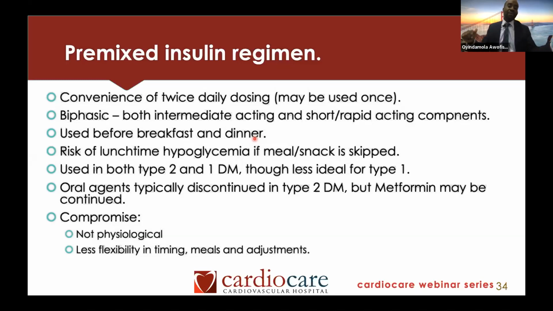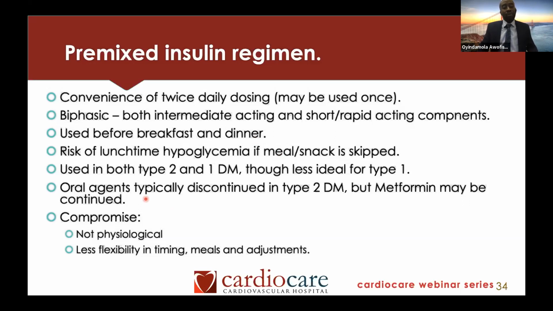And it's not like that for a basal bolus regimen, because if you use short-acting insulin in the morning in a basal bolus regimen, by 2, at least there's no spike, even though there's still some insulin that is gradually reducing. But there's not going to be any peak around that time, which is what we have with premixed insulin, okay? So I mentioned earlier that premixed insulin is used both in type 1 and type 2 diabetes, but it's less ideal for type 1.